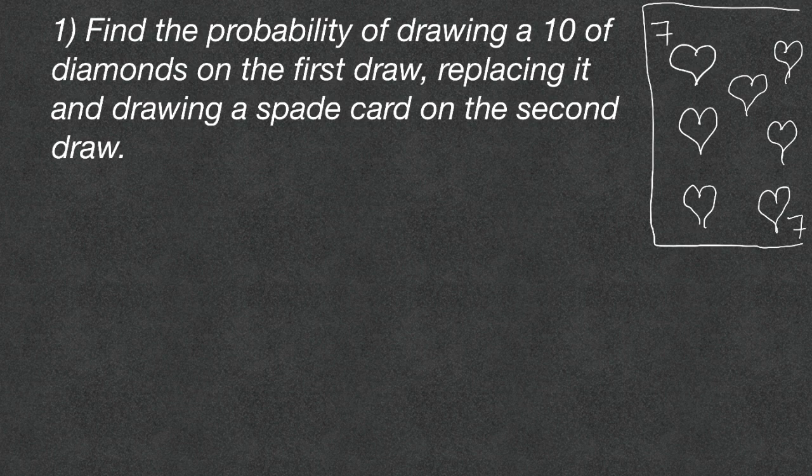Okay, so let's break this down. In a deck of cards, we have diamonds, we have hearts, we have clubs. And then we have spades.